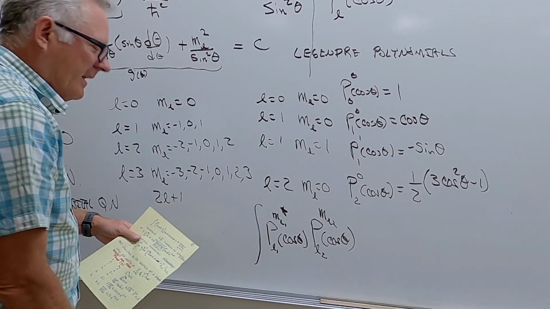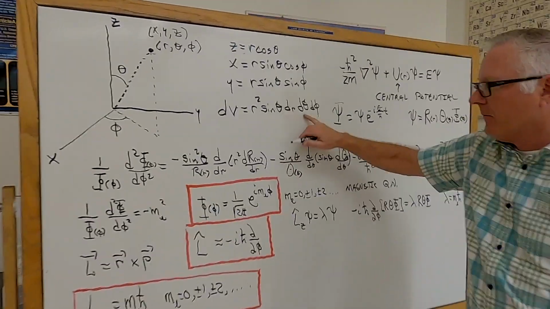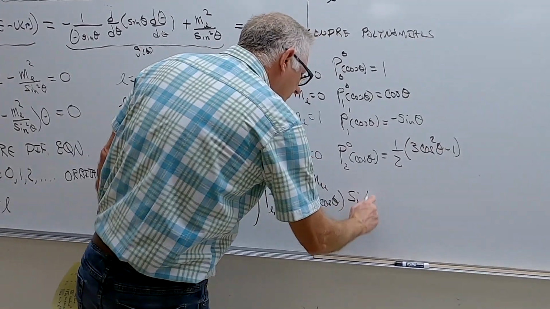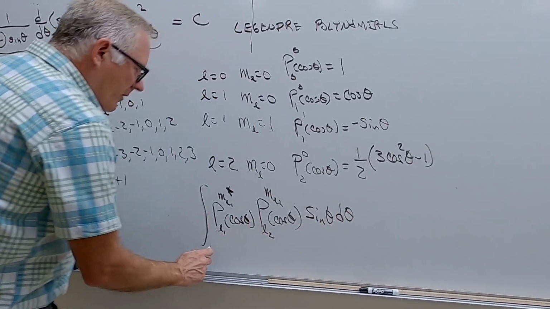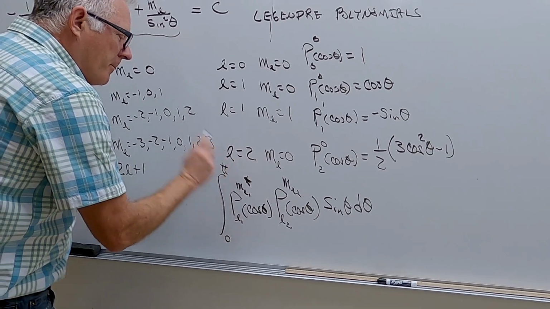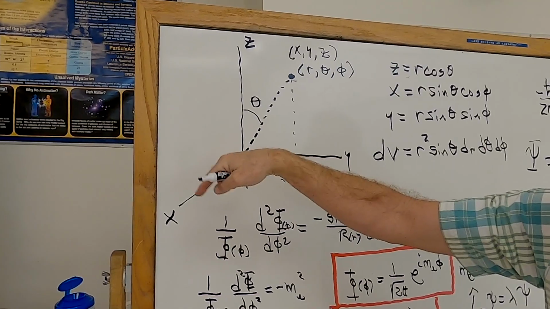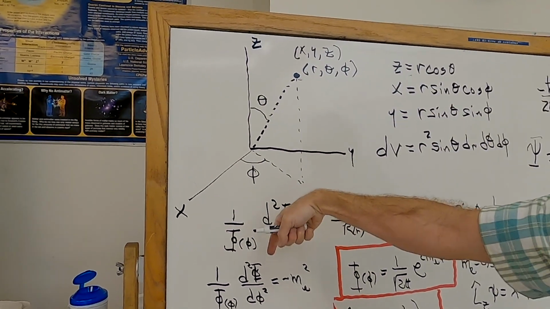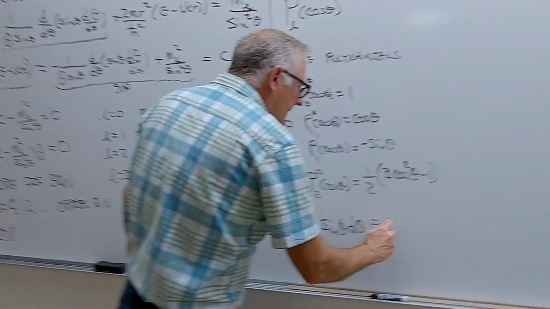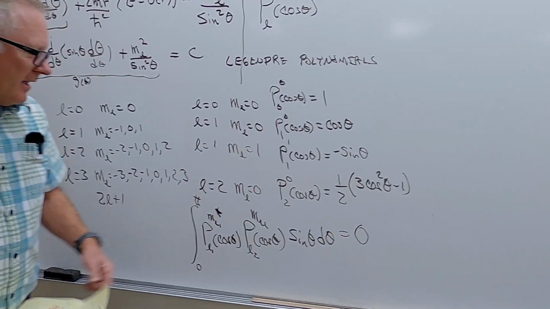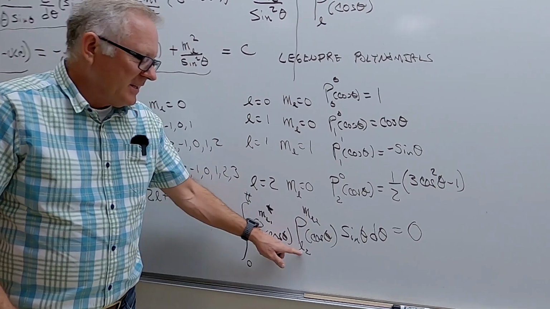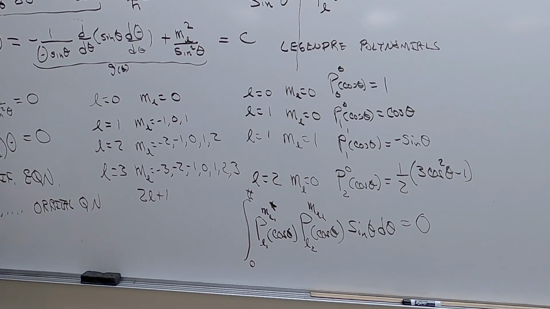Remember, when you're integrating theta, you got to put the sine theta with the d theta. Sine theta, d theta. And we're integrating from 0 to just pi. Remember, the phi goes all the way around, so I don't have to worry about the other side. The theta only goes down to pi. Okay, so this will be 0 if these guys aren't the same and if these guys aren't the same, right here.